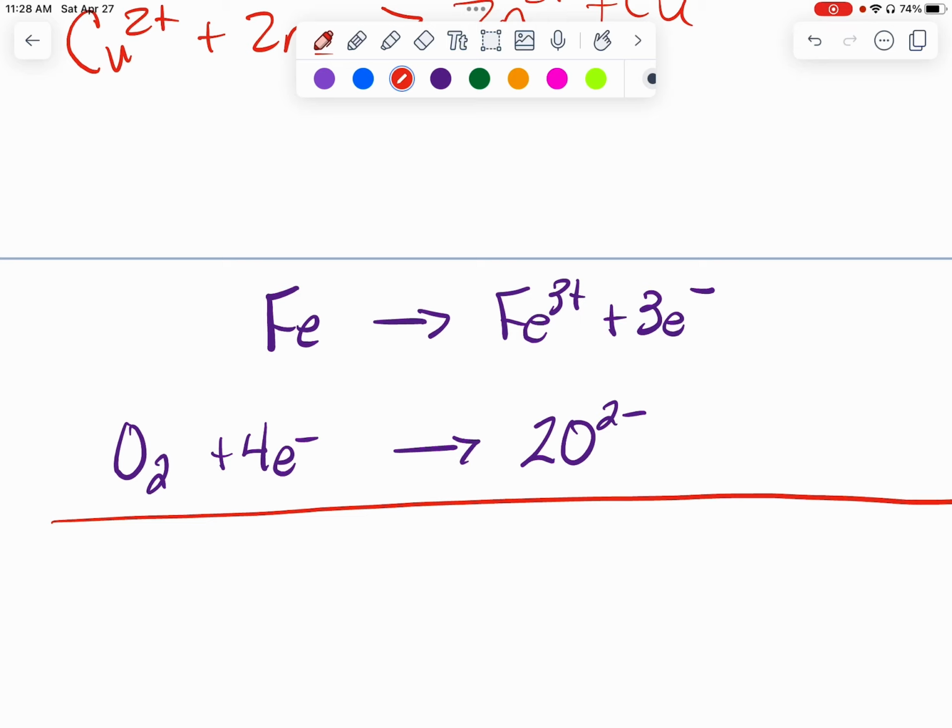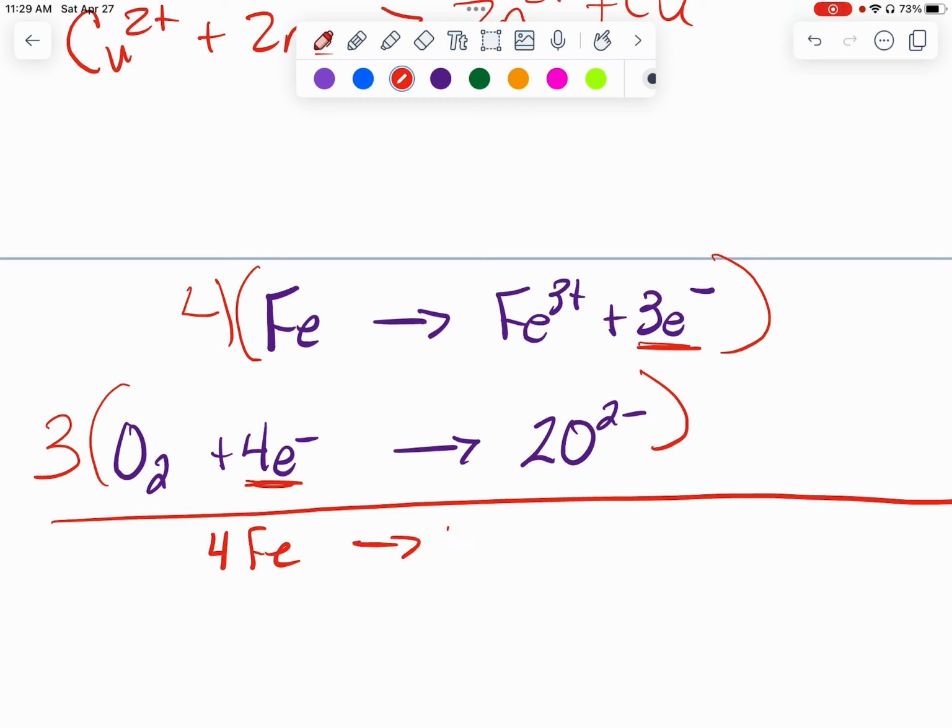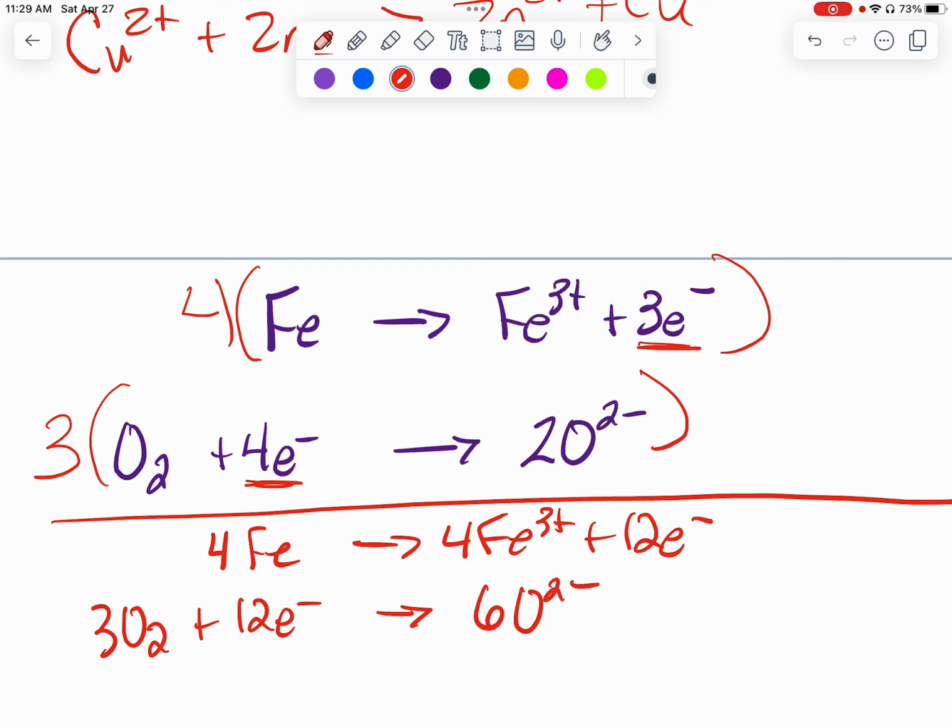Well, before we can add these up, I need you to notice that our electrons are not conserved. In redox, electrons have to be conserved. They have to balance out. So we're going to have to do a little manipulating here. We're going to need to multiply that whole equation by 4 and this one by 3 so that those electrons will cancel out. So we're going to get 4 irons makes 4 of these and 12 electrons. Meanwhile, multiply by 3, we get 3O2 plus 12 electrons makes 6O2 negative.